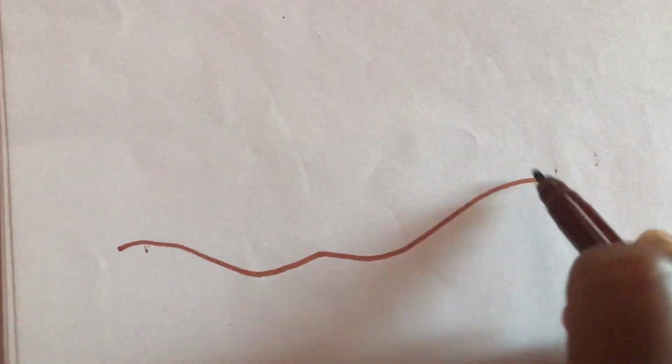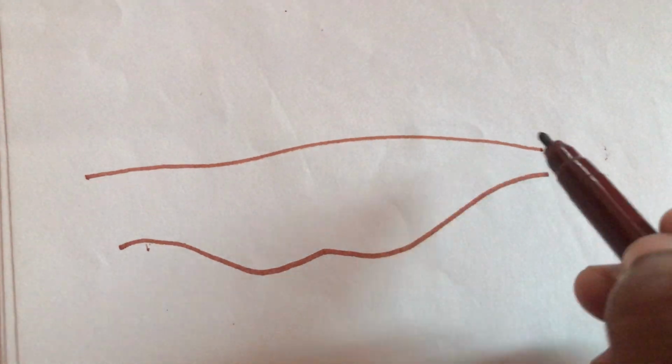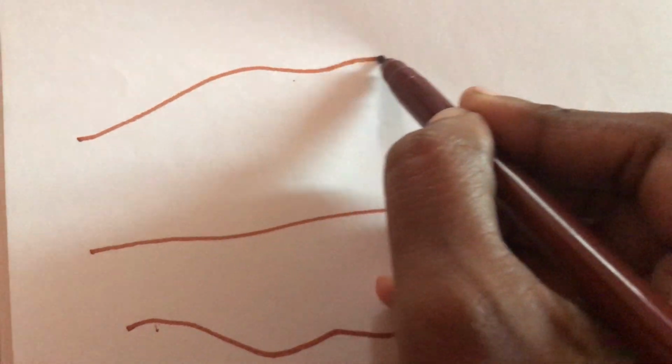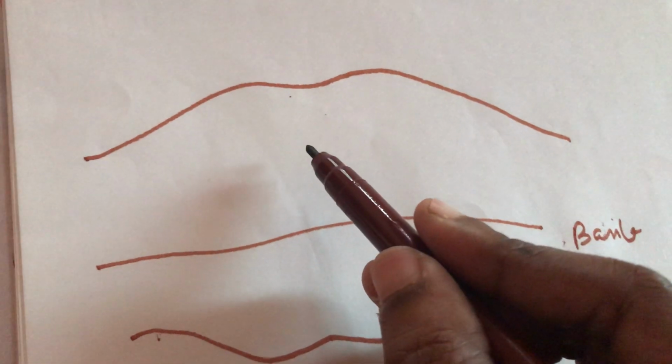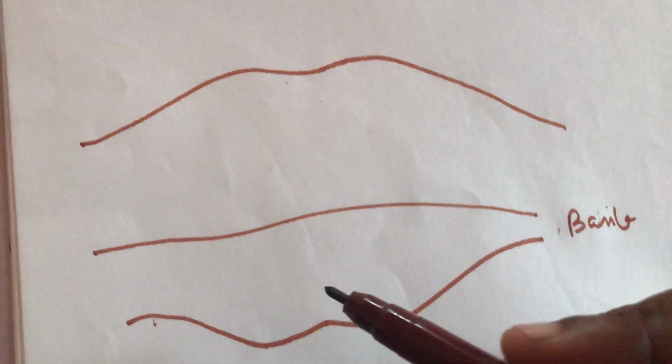Now I am going to draw the section. How do we draw the section of the pons? When you draw the section of the pons, you have to draw the tegmental and basilar parts. This part is called the basilar part of the pons. The upper part is called the tegmental part of the pons.